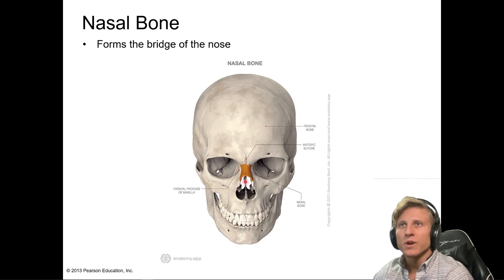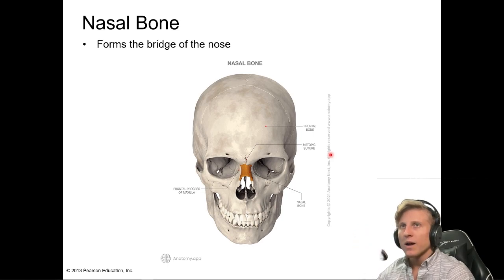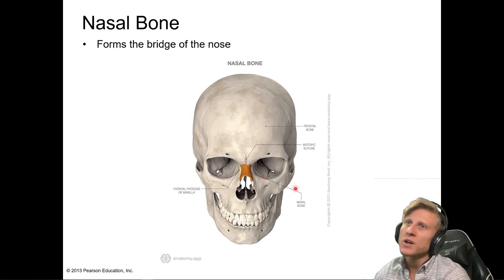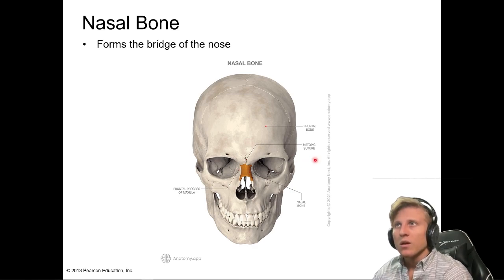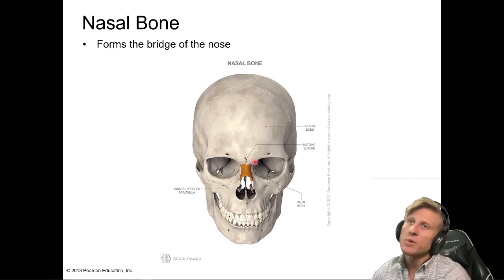Nasal bone right here, the hard ridge of your nose. I mentioned it a while ago when we were talking about the glabella, which, again, is this flat surface right here in the lower frontal portion of the frontal bone. You can see the metopic suture is right here, this little remnant of it.